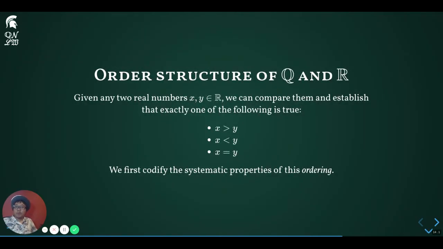To get started, we have to review the order structure of the real numbers. By order structure, I simply mean the fact that we can compare two real numbers and decide if one is bigger than the other. In fact, given any two real numbers, we know that they are either equal or one is larger than the other. What we will do first is to codify systematically this ordering.